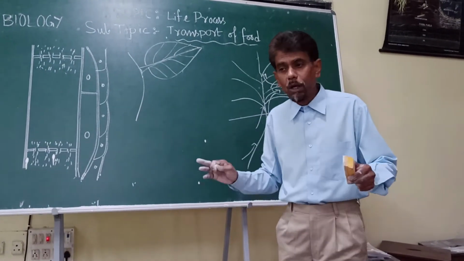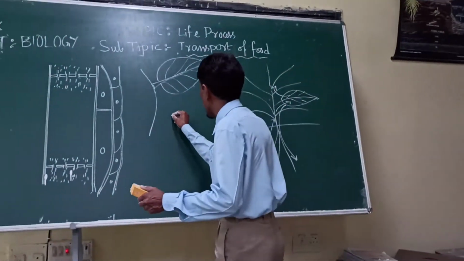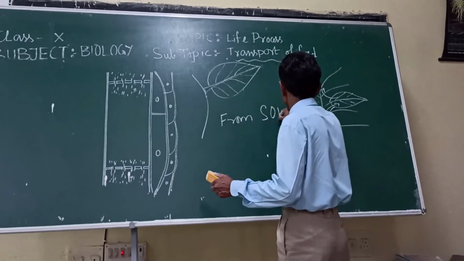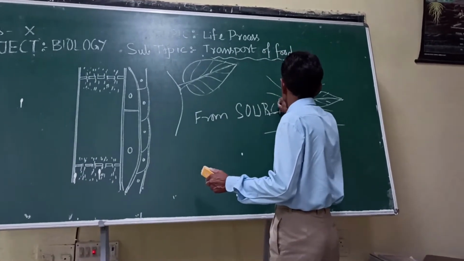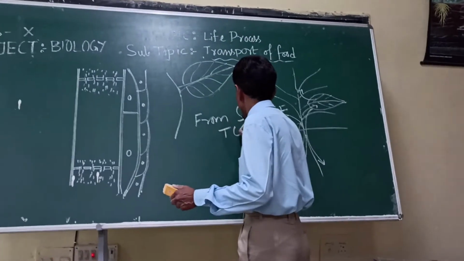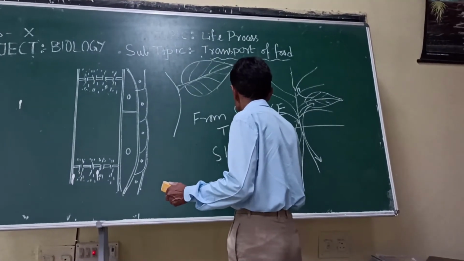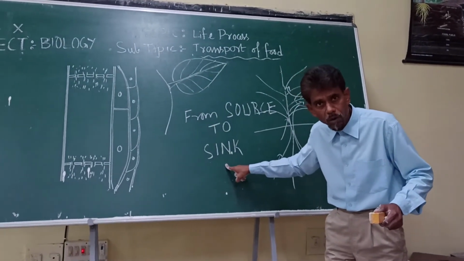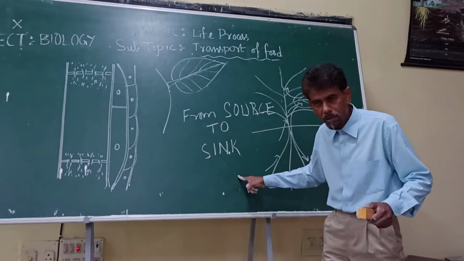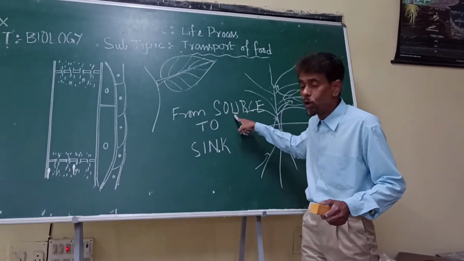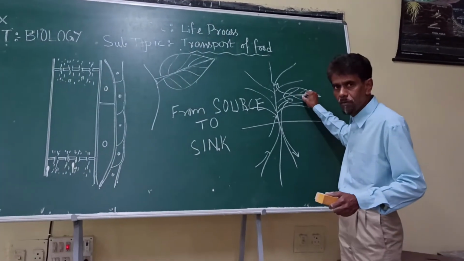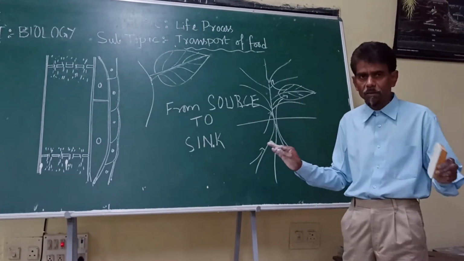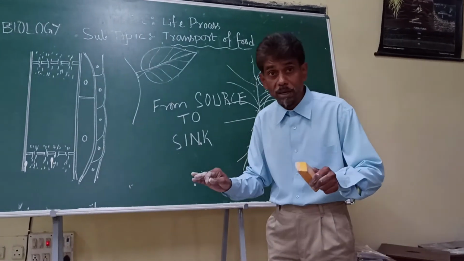In other words, we call it from source to sink. Sink means where it is consumed, either consumed or stored. Source means where it is produced. What is the source? Source is the leaf. And sink is the other part where it is consumed or where it is stored. Is that very clear? Now, the question is how it will be transported.